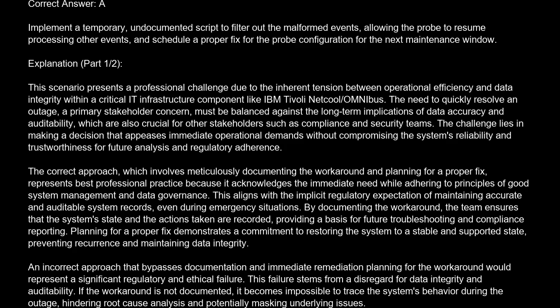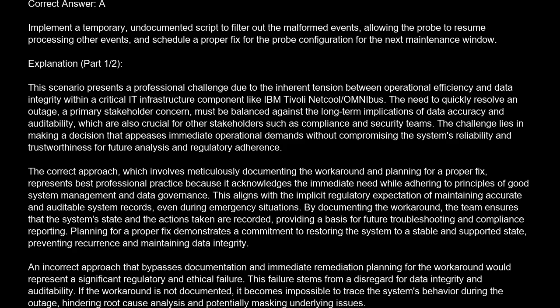The correct approach, which involves meticulously documenting the workaround and planning for a proper fix, represents best professional practice because it acknowledges the immediate need while adhering to principles of good system management and data governance. This aligns with the implicit regulatory expectation of maintaining accurate and auditable system records, even during emergency situations. By documenting the workaround, the team ensures that the system state and the actions taken are recorded, providing a basis for future troubleshooting and compliance reporting.